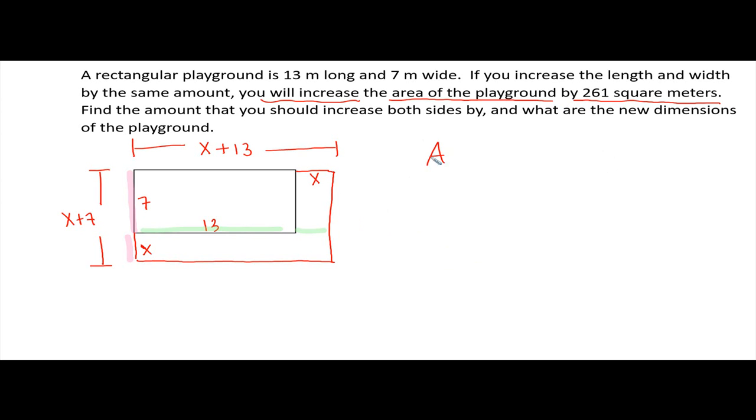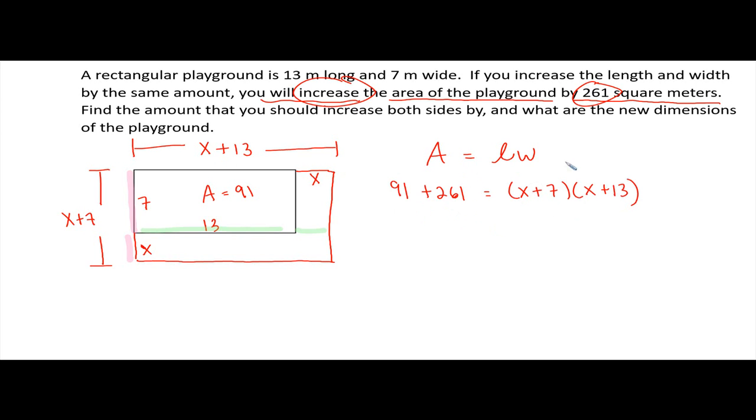So now we know the area of a rectangle is the length times the width. Before we increased the sides, the area here was 7 times 13, which is 91. So the area before was 91. And the question says it's going to increase by 261, so we need to add 261. That gives us the area of the new bigger rectangle. And then our two sides, we have x plus 7 and then x plus 13.